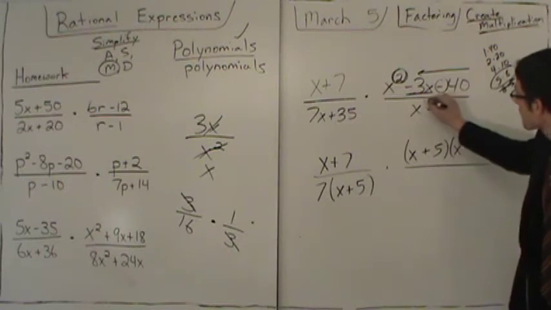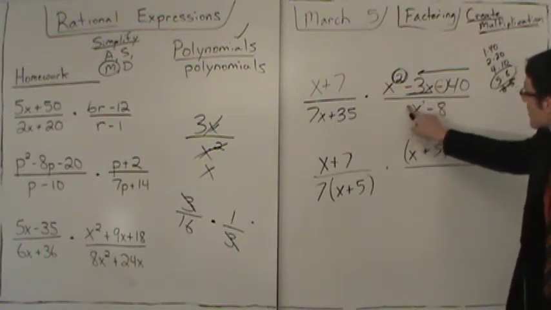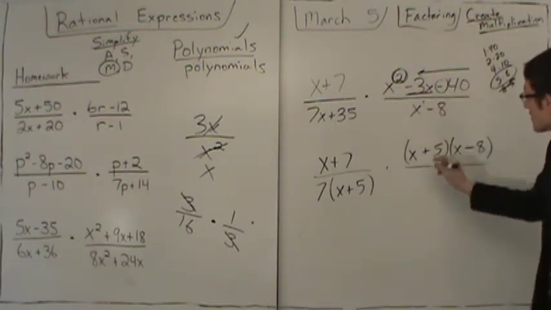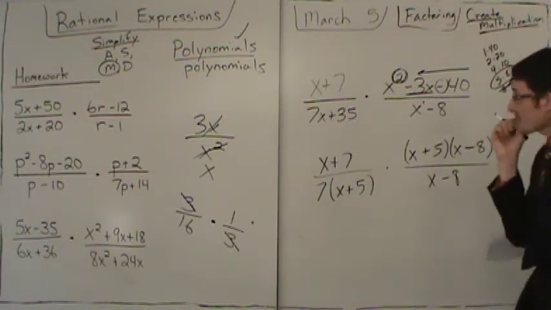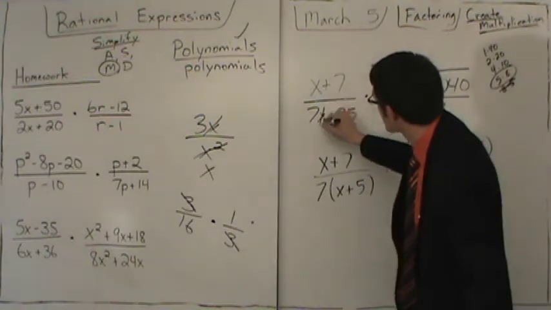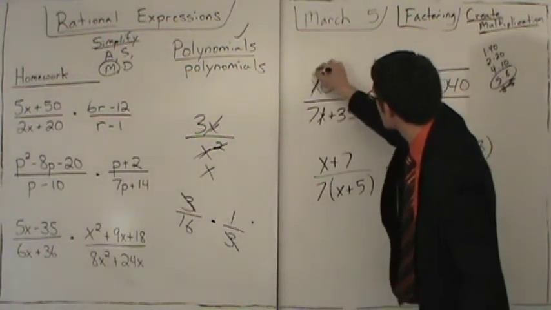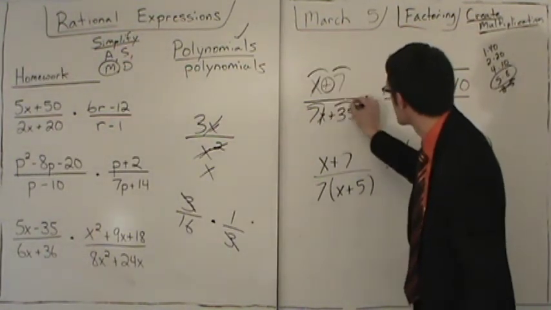On the bottom we have first degree. Is there anything common among 1 and 8? No, other than the factor 1. So we leave it alone. X minus 8. Now, notice, in the original problem, the x did not cancel with the x. Why? Because the addition locked up everything to the left and right.